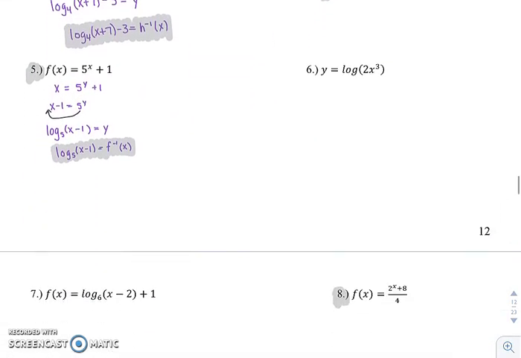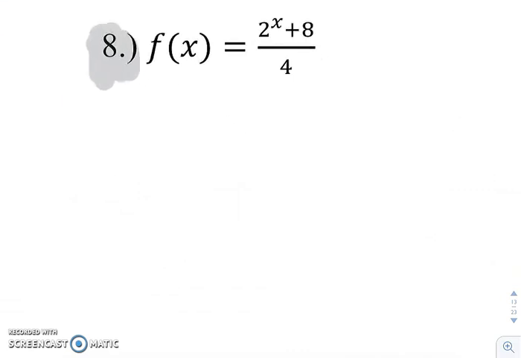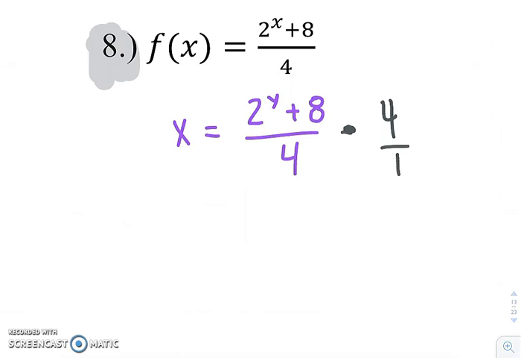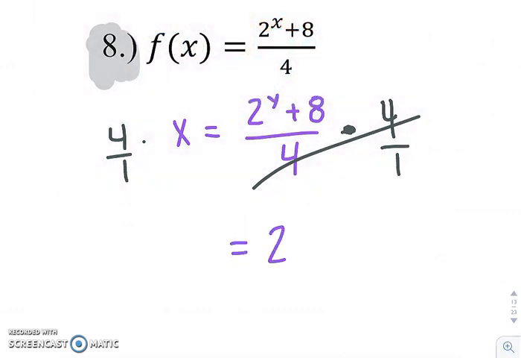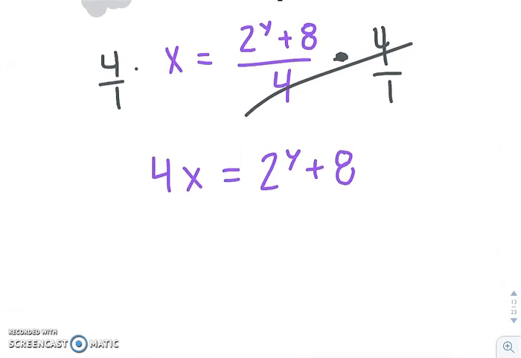Okay, let's do one more. Number 8 with our fraction here. Same thing, first step: switch x and y. x will equal 2 to the power of y plus 8 over 4. So the first thing I would do is multiply both sides by whatever your denominator is. If you want, you can put it over 1. What happens is that will cancel that out, and you'll be left with just that numerator on the right-hand side. So 2 to the power of y plus 8 now equals 4 times x, so 4x on the left.